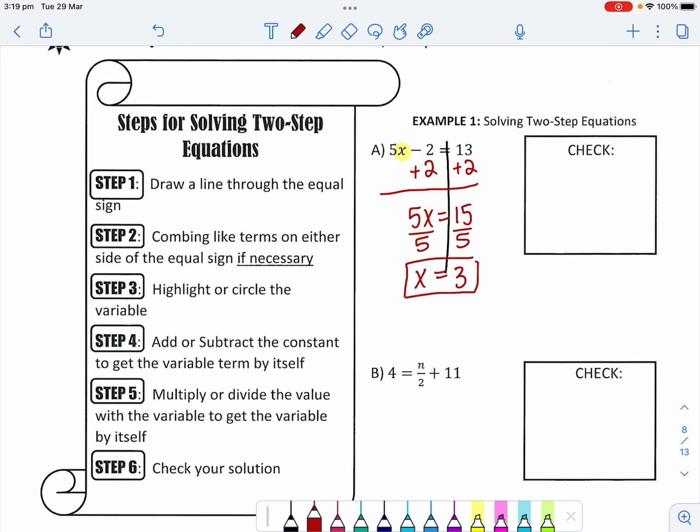And then I'm just going to check my solution and make sure that it works. So 5 times 3 minus 2 is equal to 13. 15 minus 2 is equal to 13. 13 is indeed equal to 13.